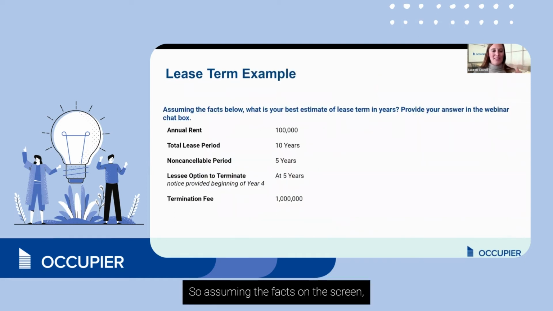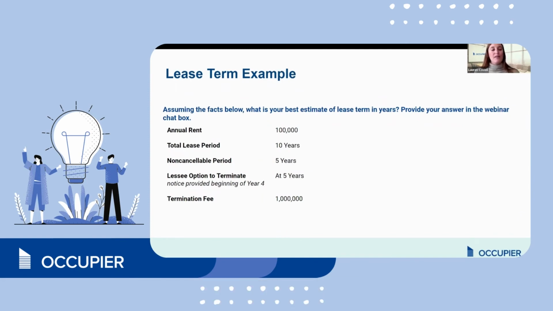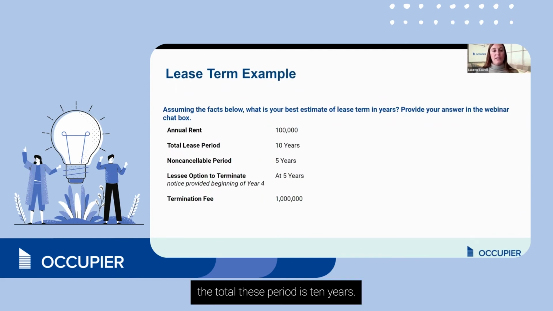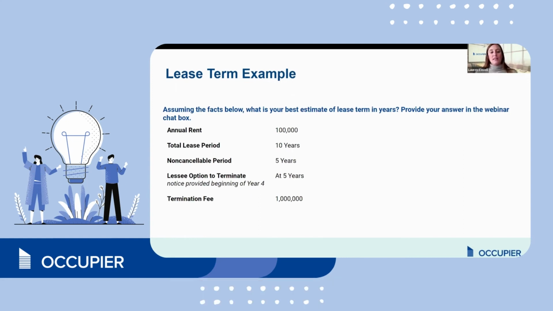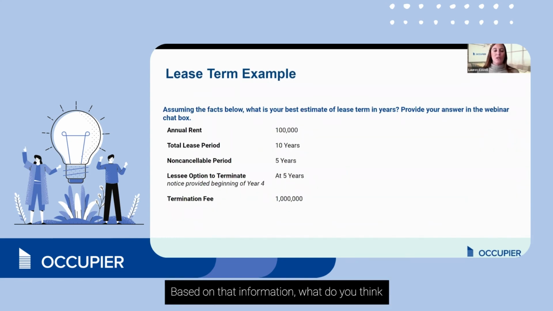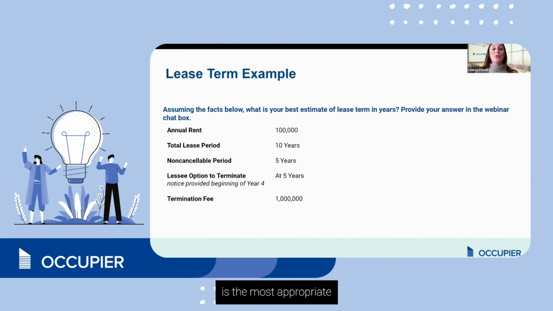So assuming the facts on this screen, what is the best estimate of lease term in years? If you have an annual rent of $100,000, the total lease period is 10 years. The non-cancelable is 5 because you have an option to terminate at 5 years. However, if you elect that option, the termination fee is a casual $1 million. Based on that information, what do you think is the most appropriate estimate of lease term?